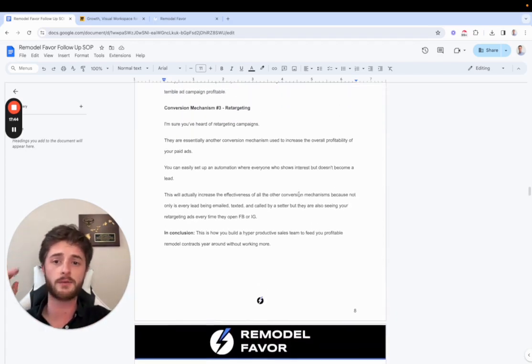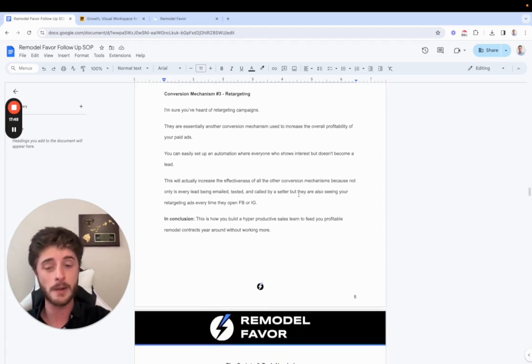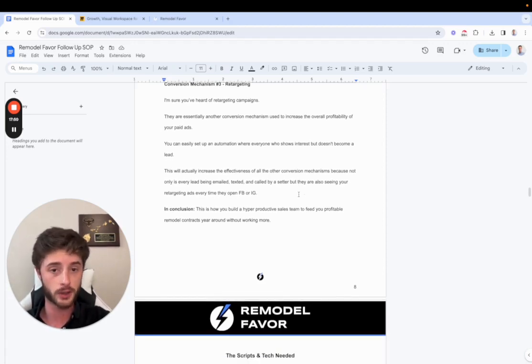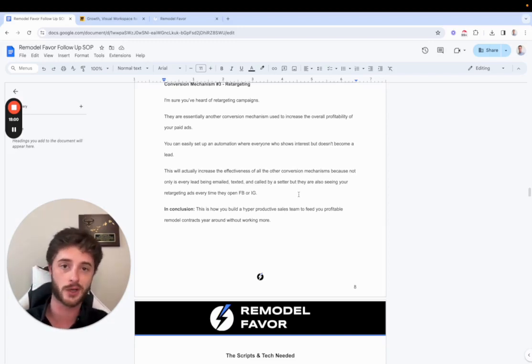And so we have number 3, and that's retargeting. So I'm sure you've heard of retargeting campaigns before, but they are essentially another conversion mechanism used to increase the overall profitability of your paid ads. And so you can easily set up an automation where everyone who shows interest, maybe they visit the website, maybe they like the Instagram, or maybe they like the Facebook page, but they don't become a lead, they get put into a retargeting campaign. And this campaign can be different. It can be more educational, or it can be a video to further warm them up.